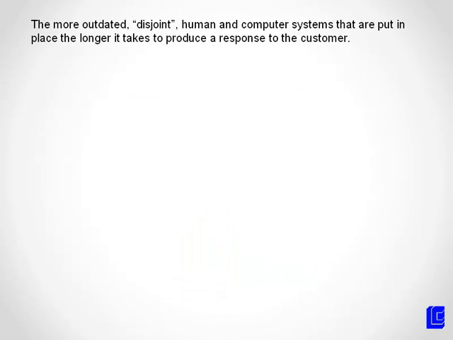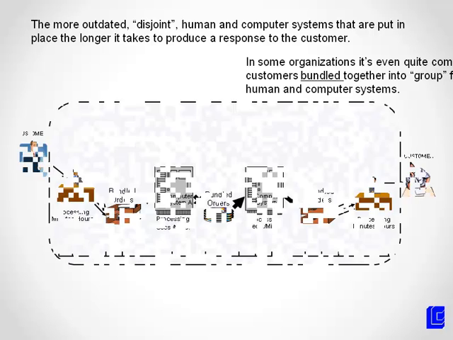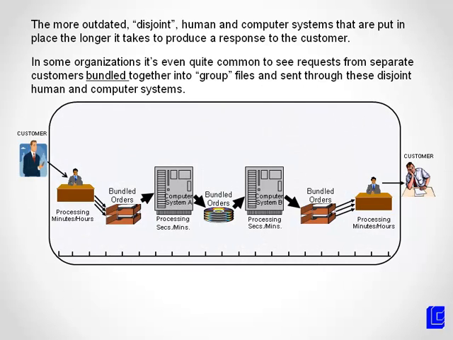The more outdated, disjoint human and computer systems that are put in place, the longer it takes to produce a response to the customer. As an organization grows, it can fall into the trap of believing these industrial age outdated structures, for example, large departments and large systems, are actually necessary. In some organizations, it's even quite common to see requests from separate customers bundled together into group files. And these are then sent through the outdated human and computer systems.